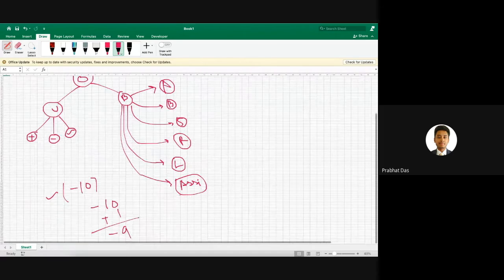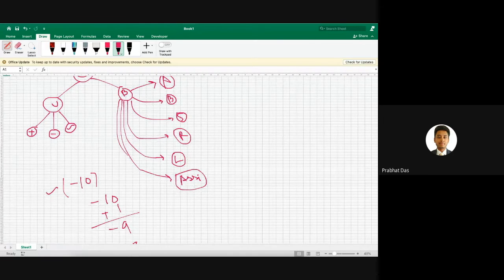Okay. Then we have the membership operator. And the last one is the identity operator. Okay. So this many different types of binary operators we have.